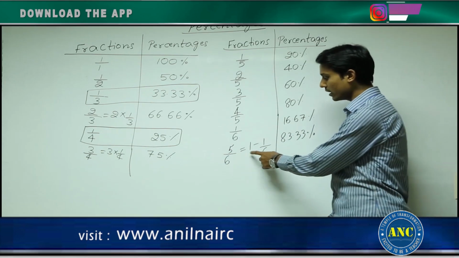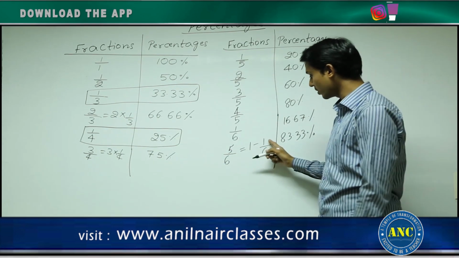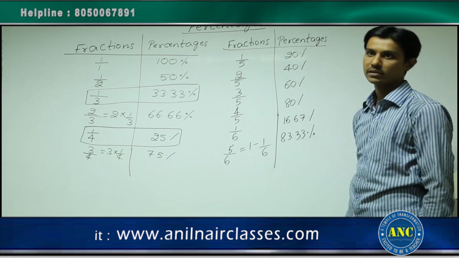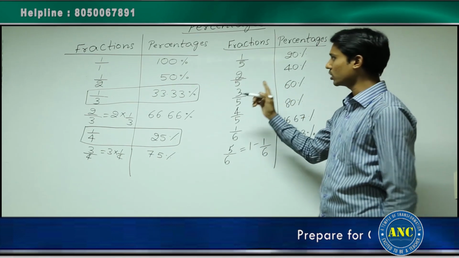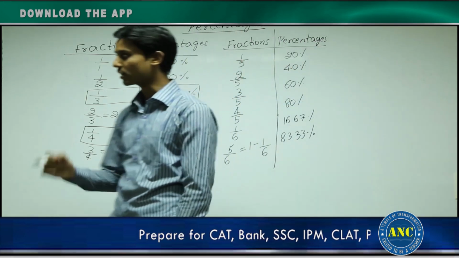That means 1 is 100%. 1 by 6 is 16.67. 100 minus 16.67 is also 83.33%. Right? First write down these values. Next we will discuss 1 by 7, 1 by 8, all the other values also. First write down these values.